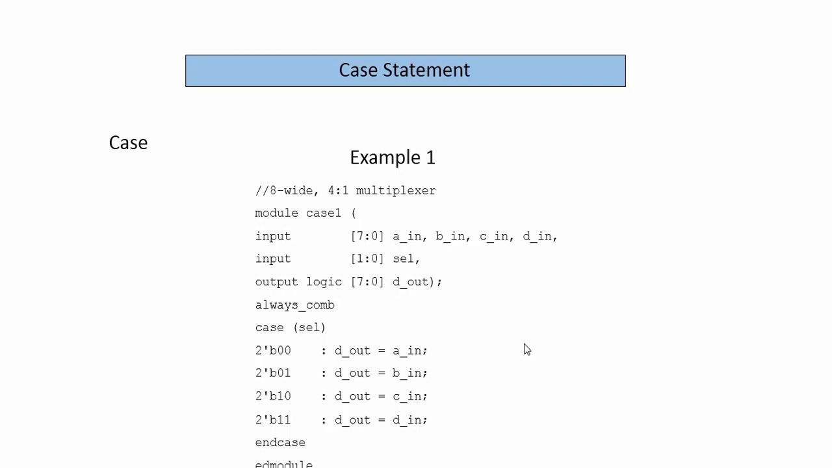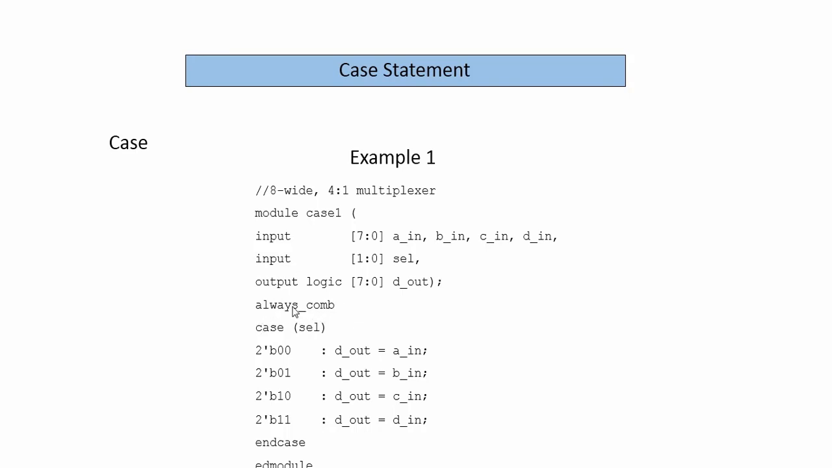Let's see an example of a case, which is the example of a 4:1 multiplexer. A multiplexer is a many-into-one type of combinational circuit. It takes many inputs, here 4 inputs, and gives a single output. So we have 4 input ports of 8-bit width, and a selection line. Selection selects which input is to be switched to the output. Then we also have an 8-bit output.